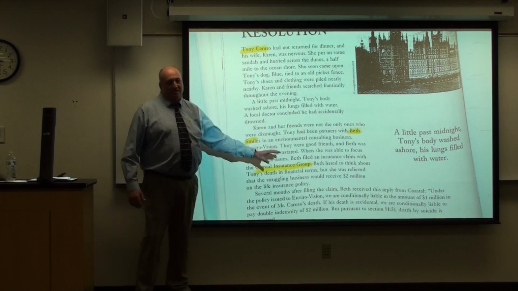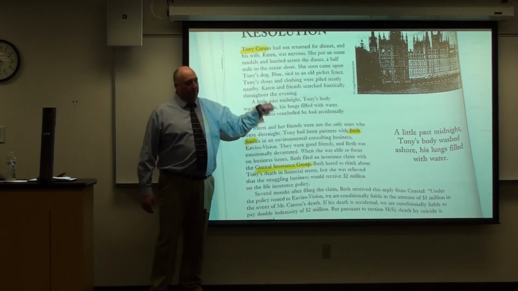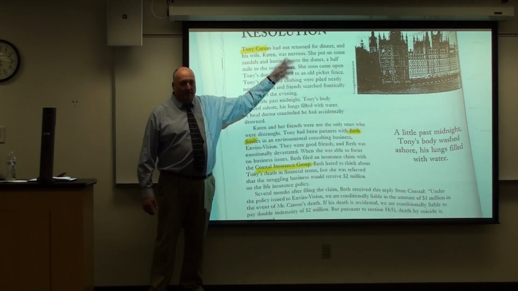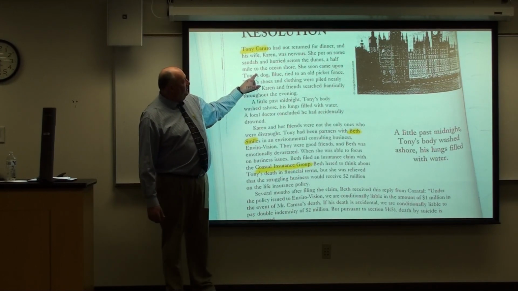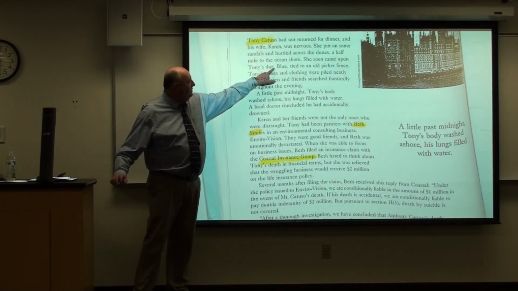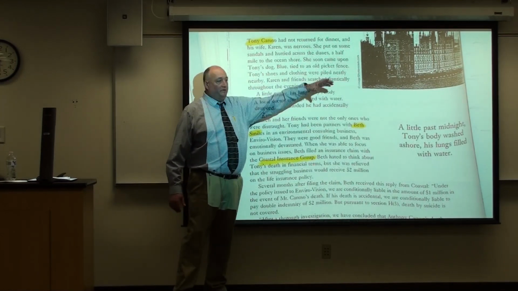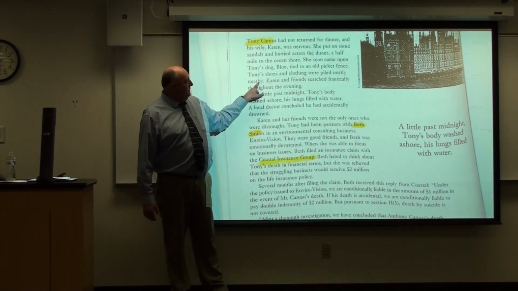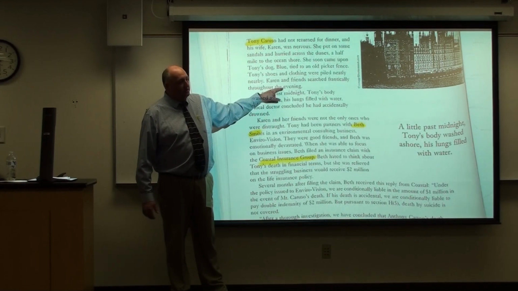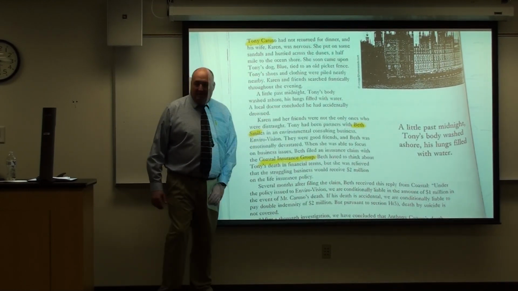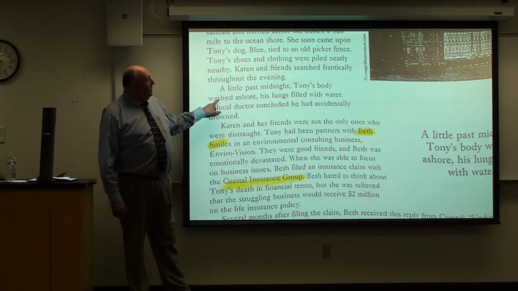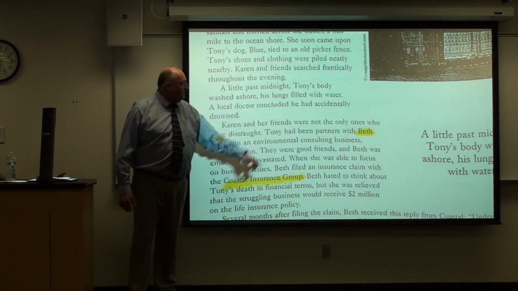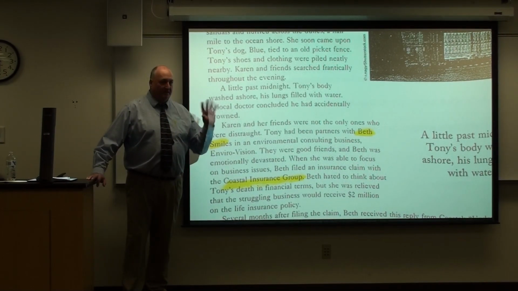So here's the basic scenario. Tony Caruso was down at the beach. He'd gone out swimming. He didn't return for dinner. His wife, Karen, went out and looked for him. They couldn't find him. But they did find his dog, Blue, tied to an old picket fence down by the ocean. His shoes and clothing were piled neatly nearby. His wife searched, and friends searched throughout the evening. They couldn't find him. A little past midnight, his body washed ashore. He was deceased at that point, his lungs filled with water. A local doctor concluded he had accidentally drowned. So that's the factual scenario.